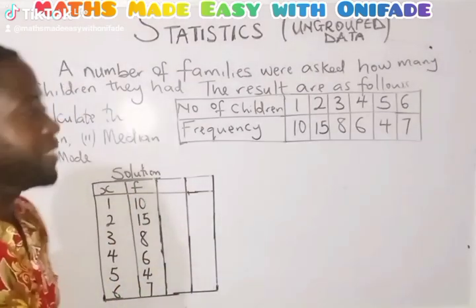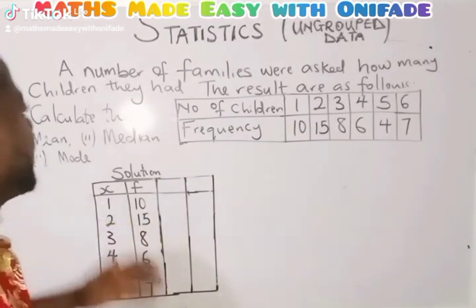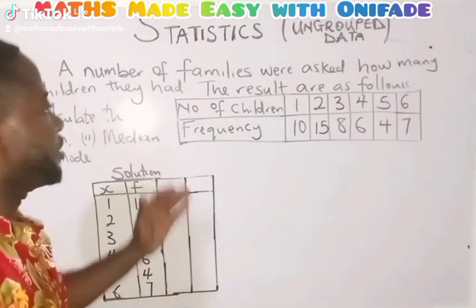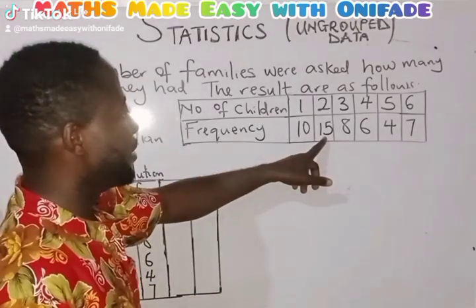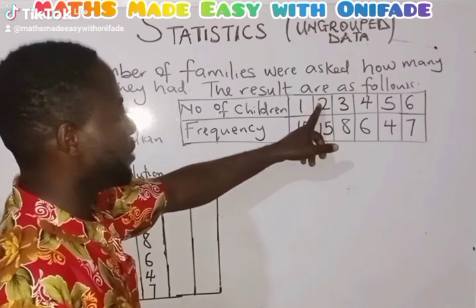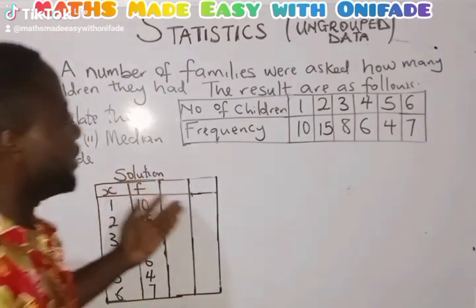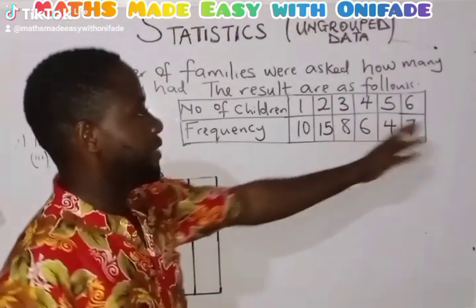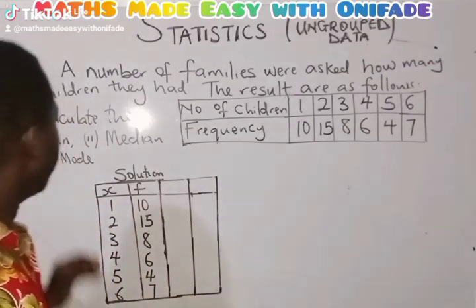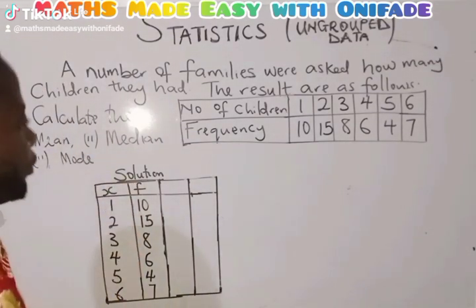The question says, a number of families were asked how many children they had. The results are as follows. 15 families said they had just 2 children. 8 families said they had just what? 3 children. And so on. Now the question says we should find the mean, the median, and the mode.